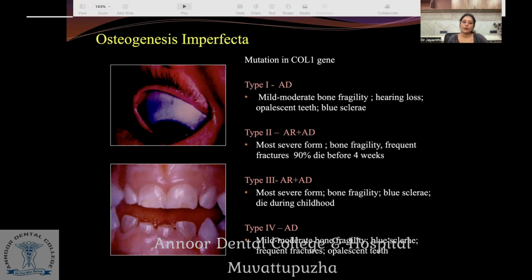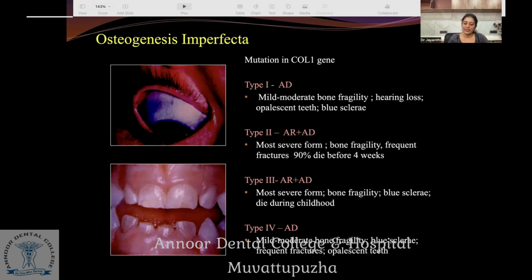The normal color of choroid is blue. In a normal patient, the sclera thickness is good enough so that the underlying color of the choroid is not reflected. Whereas in a patient with osteogenesis imperfecta, because of mutation of type 1 collagen, the sclera also has type 1 collagen. So the sclera thickness will become very less. Therefore, the underlying choroid color will be reflected, and that is why you are seeing blue sclera.